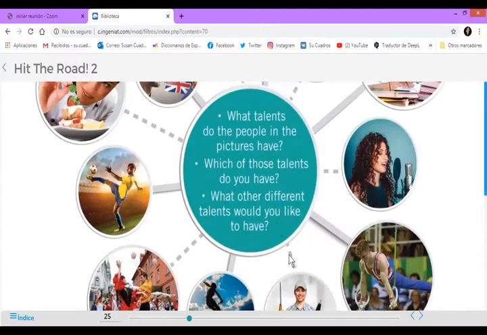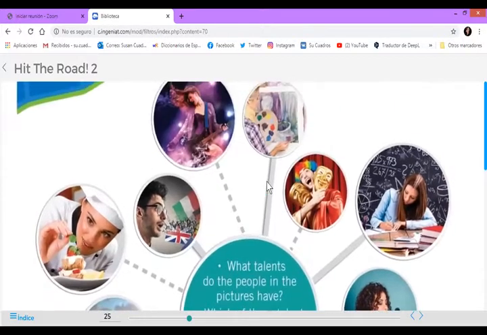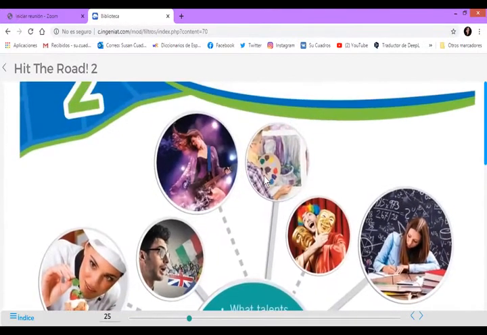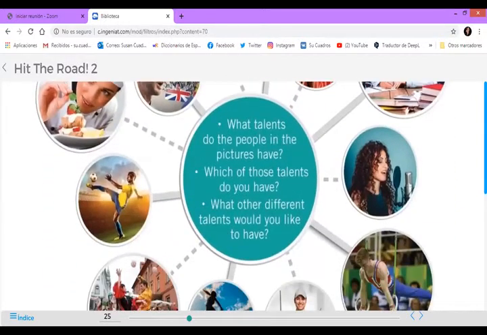Let's see the other question. What other different talents would you like to have? This question is related to the future. What talent would you like to have in the future? Maybe you want to be a soccer player, or maybe you want to speak different languages, or probably you want to be a painter. So you can decide. Everything is possible.